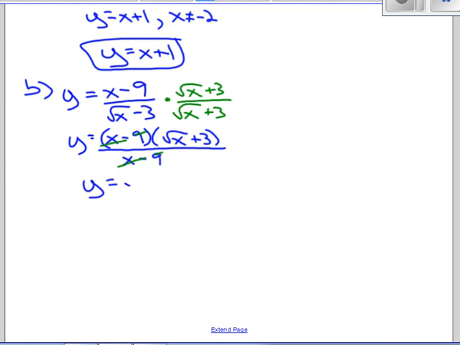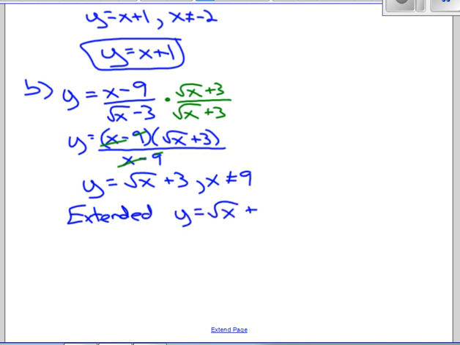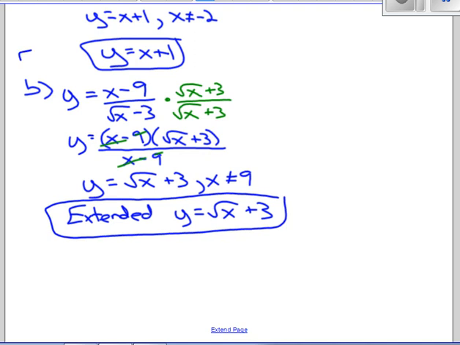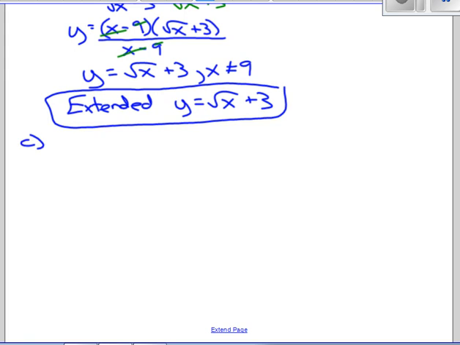This function reduces down to root x plus 3 as long as x is not equal to 9. Well, the extended version would take out that restriction. It's just root x plus 3. Okay. Up here we should have said as well that this is the extended version. Okay. And again, there's a piecewise version in your solutions.